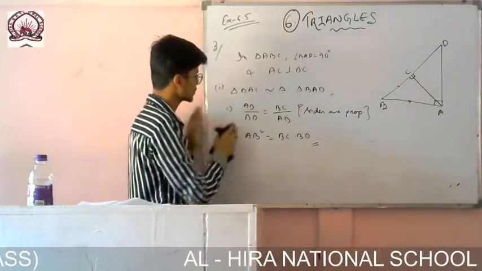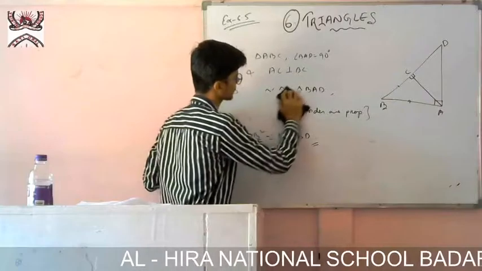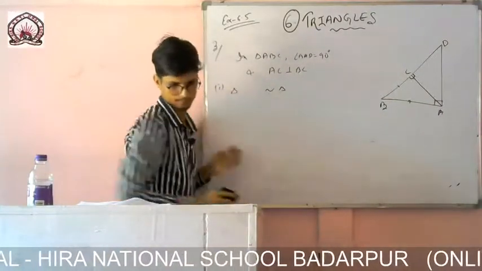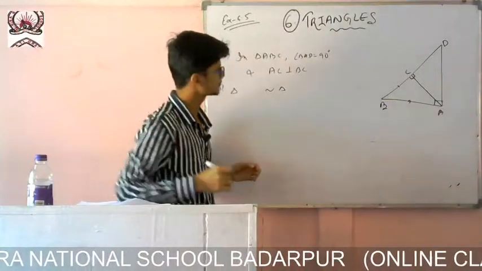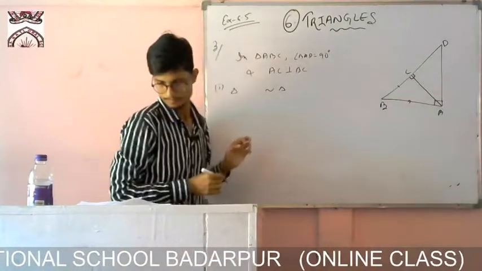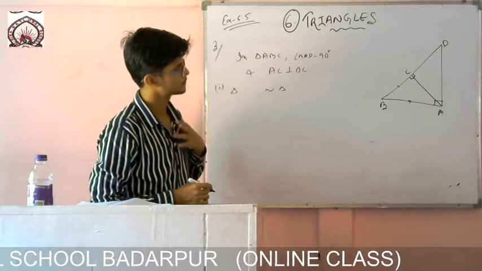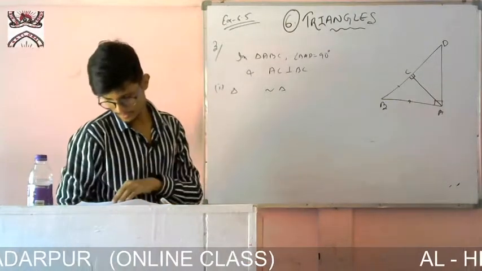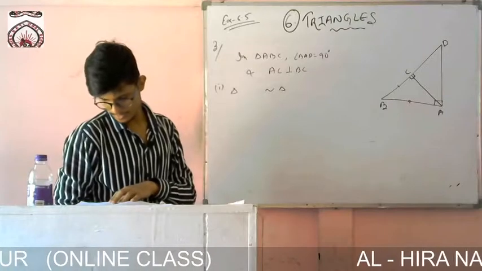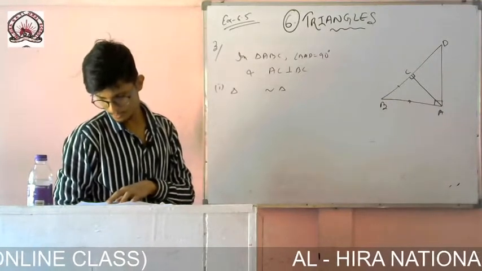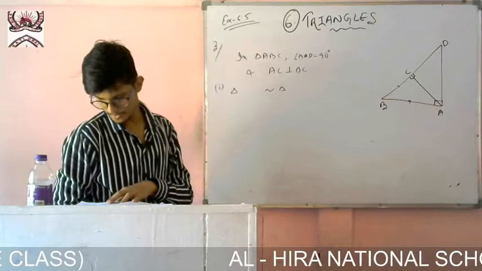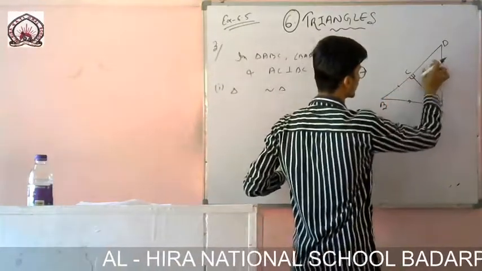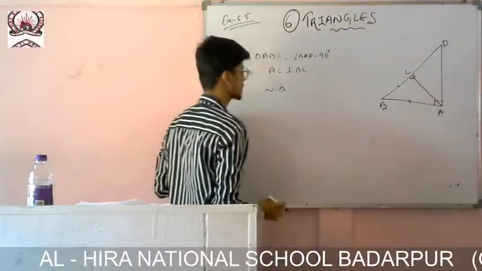For the next one, which two triangles will we take? Okay, the next one, you see, AC square equals BC into DC. BC I need, DC also I need. That means this one I need, that one also I need. So it will be possible only if I relate these two triangles.